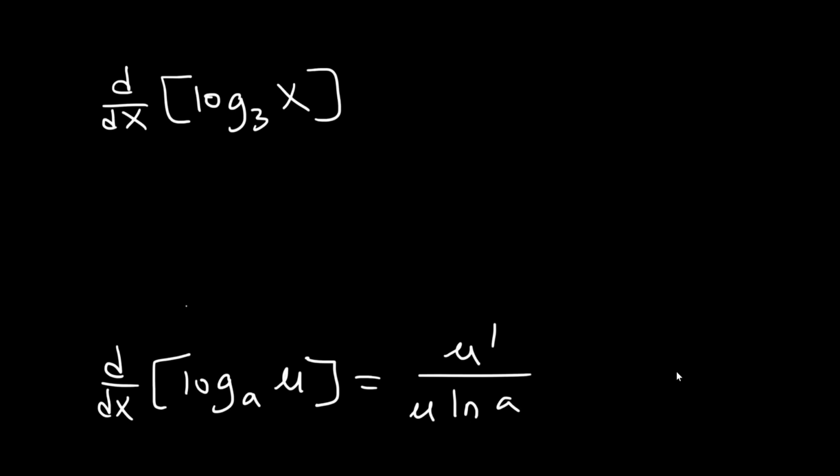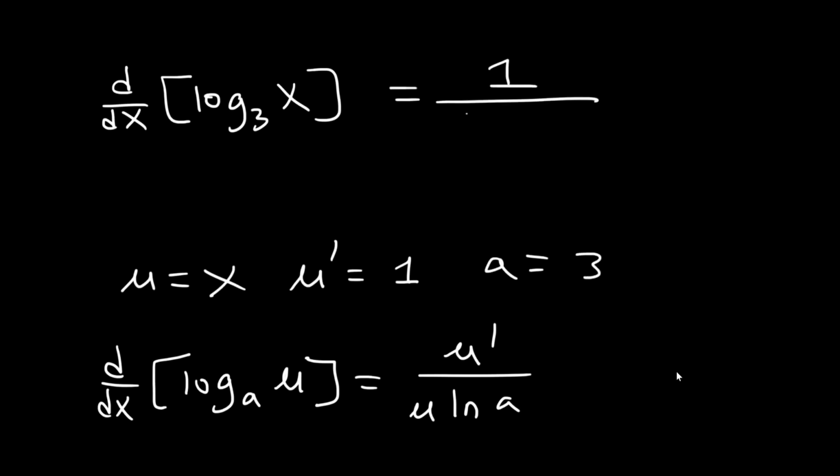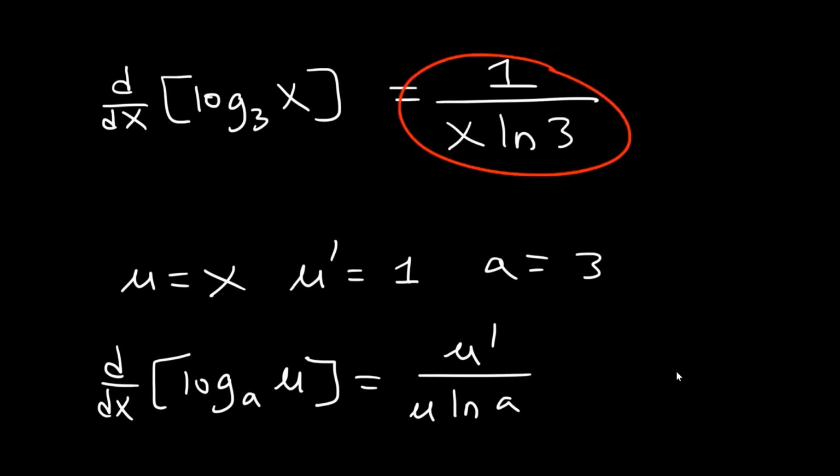So in this example, u is equal to x. So the derivative of x is 1, and a is the base, that's 3. So the answer is going to be u prime divided by u, which is x, times ln a, or ln 3. So it's 1 over x ln 3.